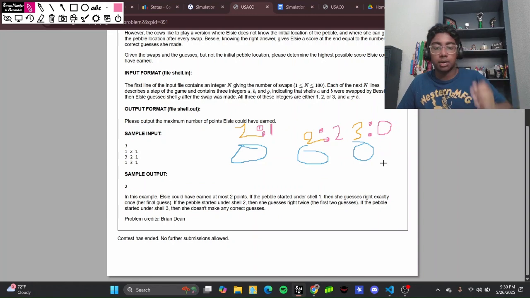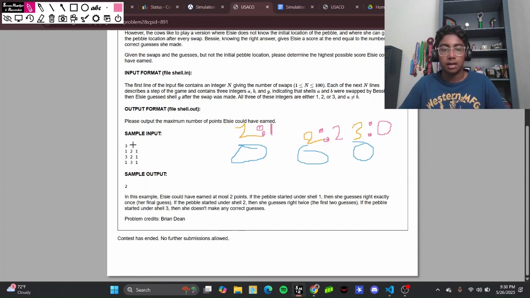And so all this problem is that you first take the input of the number of swaps and guesses that are happening. Then you have to try every single shell as the starting location. There's only 3 shells. So you'll try shell 1 as the starting position, shell 2 as the starting position, and shell 3 as the starting position. And for each of those starting positions, you simulate all of the swaps and guesses and see how many points Elsie is earning. And after that, you just choose the maximum number of points that Elsie could have earned from a certain starting location, and that's your answer. And that's all it is.